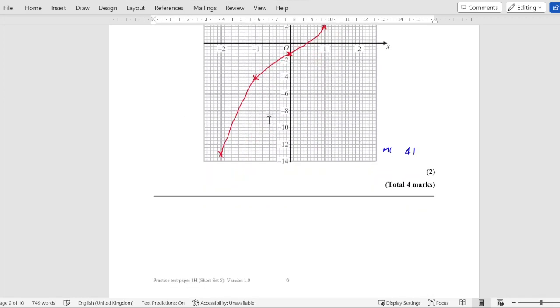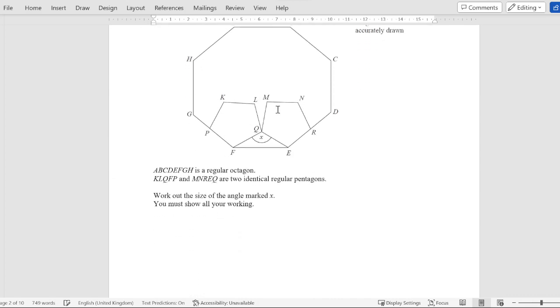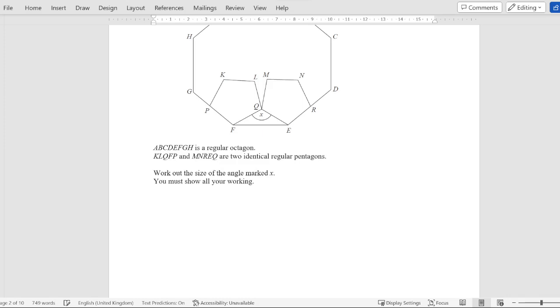Okay, question 7. My mind went a little bit blank on this one when I was doing it in the exam, and I knew that I was wasting a bit of time, so I just left it and came back to it. I just couldn't spot it to start with. When I came back, I spotted it very quickly. If I want to work out the size of this angle, I broke it down to work out the size of this angle and the size of this angle.